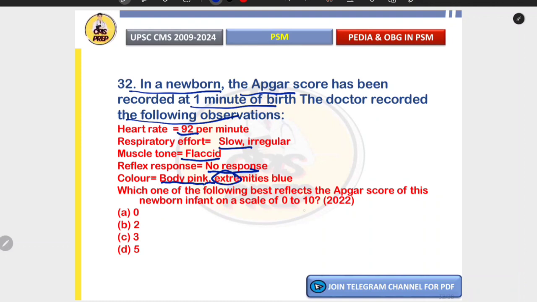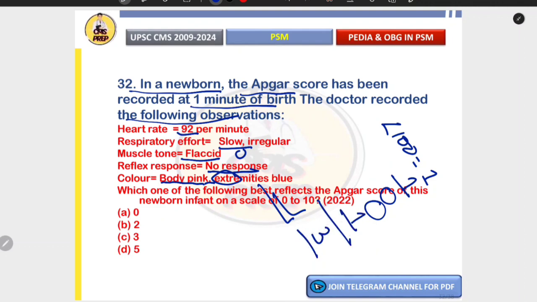So what is the Apgar score on this scale of 1 to 10? Let's calculate the Apgar score. The heart rate is less than 100, so he will get 1 point. The respiratory effort is slow and irregular, so it also gets 1 point. Muscle tone is flaccid, so it gets 0 points. There are no reflexes, so it also gets 0 points. The color of the body is pink, but the extremities are blue, so it gets 1 point. So the total Apgar score is 3. Hence the correct option is C.